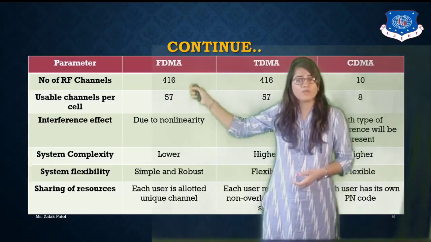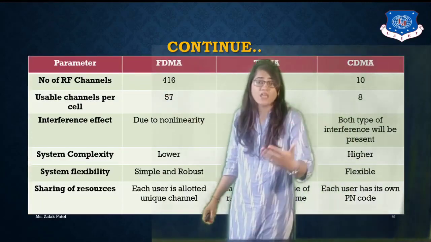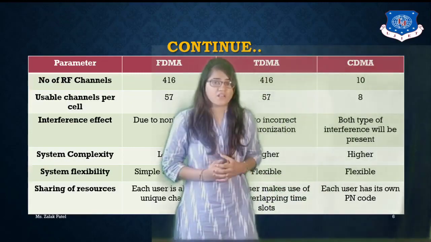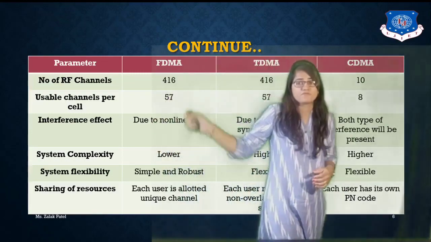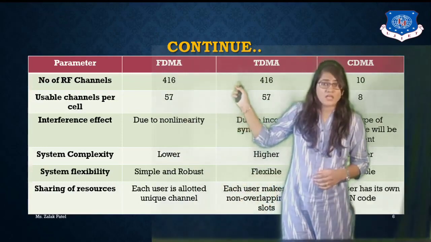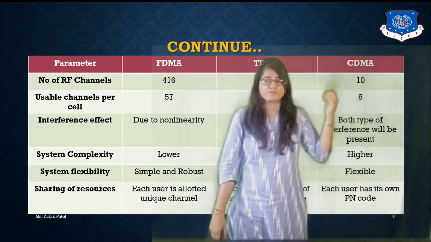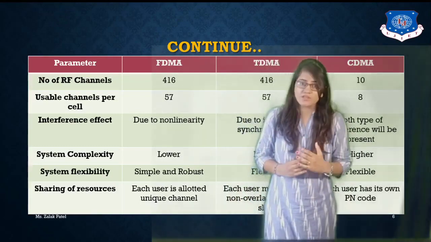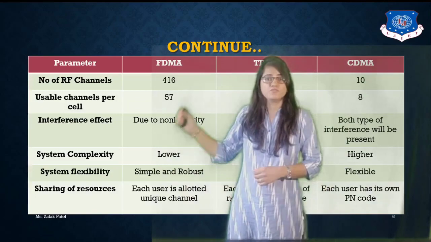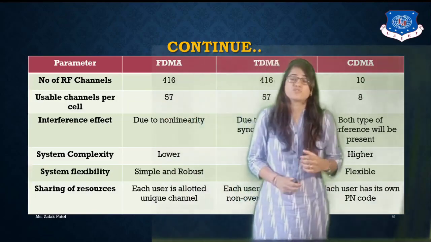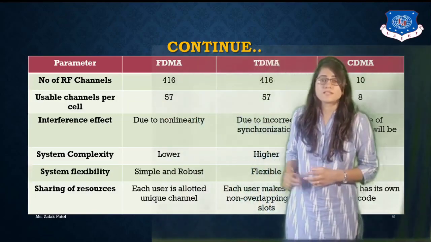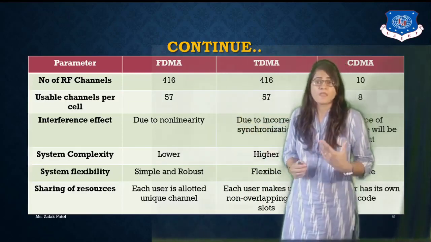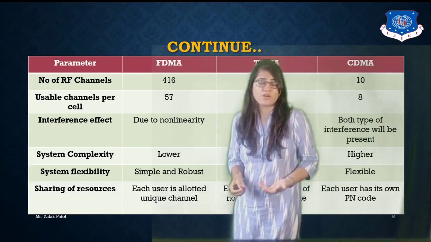The total number of RF channels can be got by the ratio of the allotted bandwidth divided by channel bandwidth. So in case of FDMA, it is 416. In case of TDMA, again it will be 416, but in case of CDMA, it is 10 by dividing allotted bandwidth by channel bandwidth. Next parameter is usable channel per cell. So in case of FDMA, usable channel per cell is 57. In case of TDMA also it is 57, while in case of CDMA, it is 8.